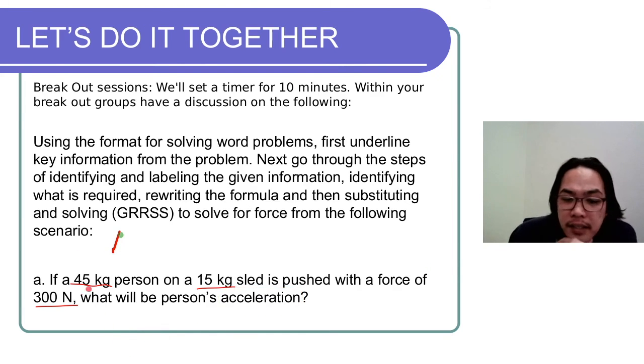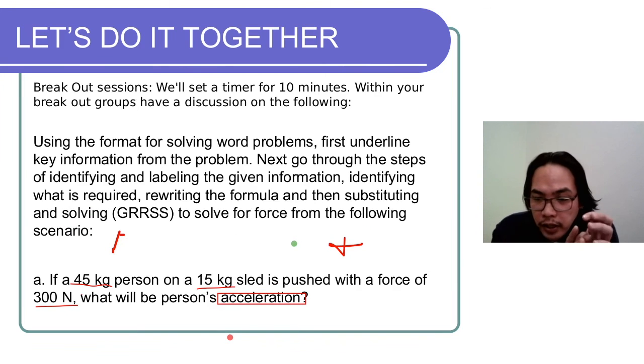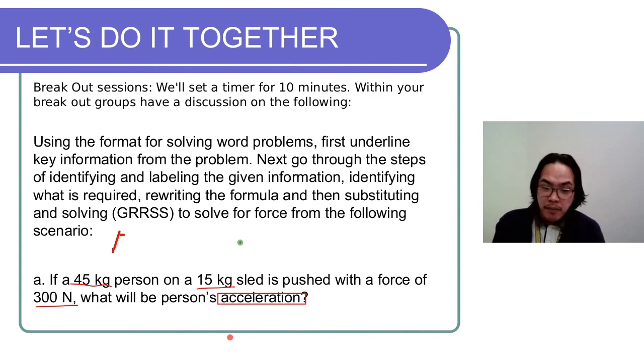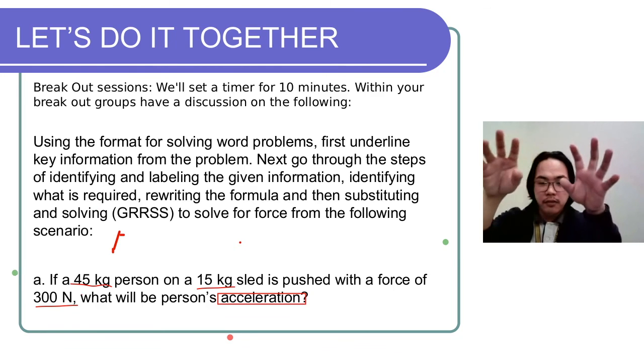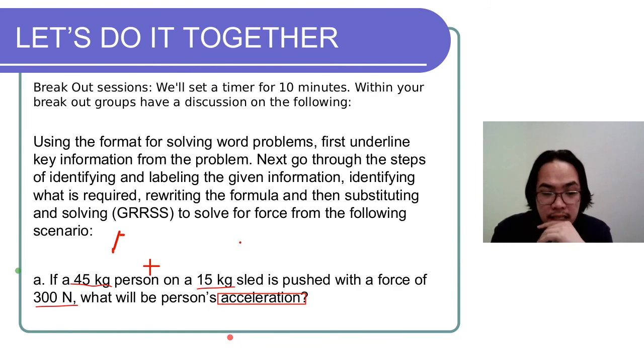Now, there are 2 kilograms here. What are we going to do with this one? Add or subtract? For the kilograms. Okay, we will add them because as you can see in the problem, the person is on the sled. So you will combine them. 15 plus 45 is 60.